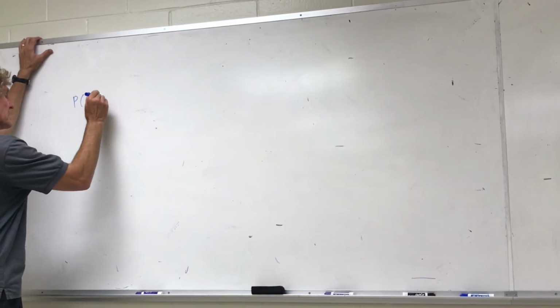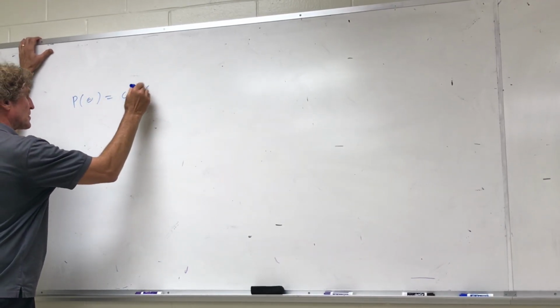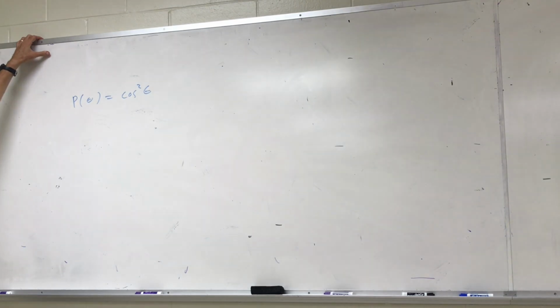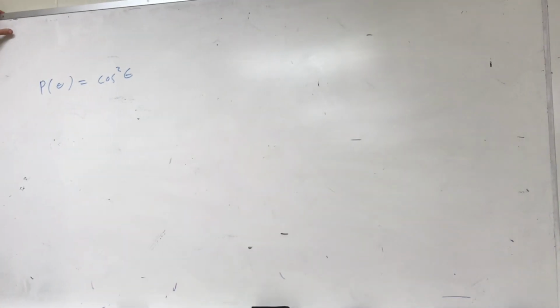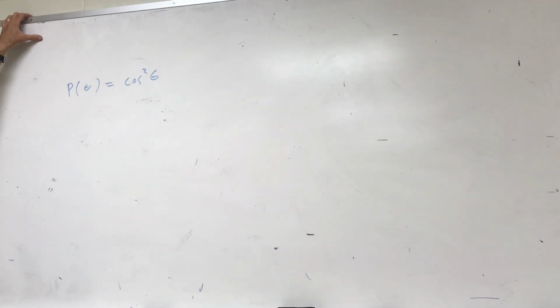P of theta equals cosine squared of theta, as simple as possible, for all possible values of theta. You can go from minus pi to pi, or from 0 to 2 pi. Do you all follow me? All possible, and obviously that thing's periodic with 2 pi.